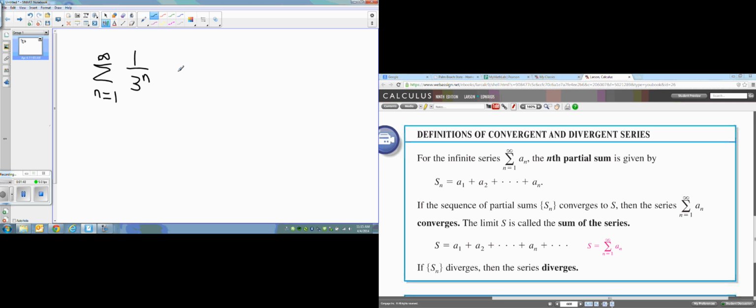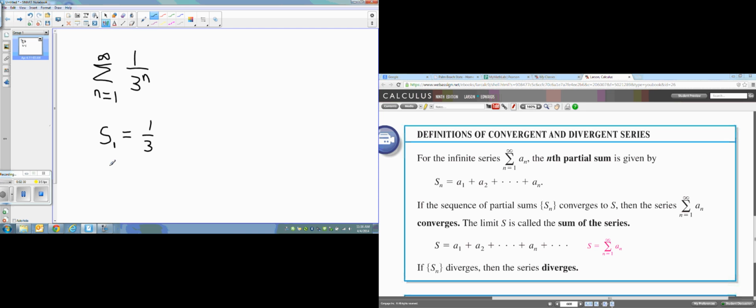Now, in order to determine the divergence or convergence of this series, I have to look at the sequence of partial sums. So first, the first partial sum would be 1 over 3 to the first power, n would be 1, so that would be 1/3. That's actually also the first term of the sequence an, which forms the terms of this series.